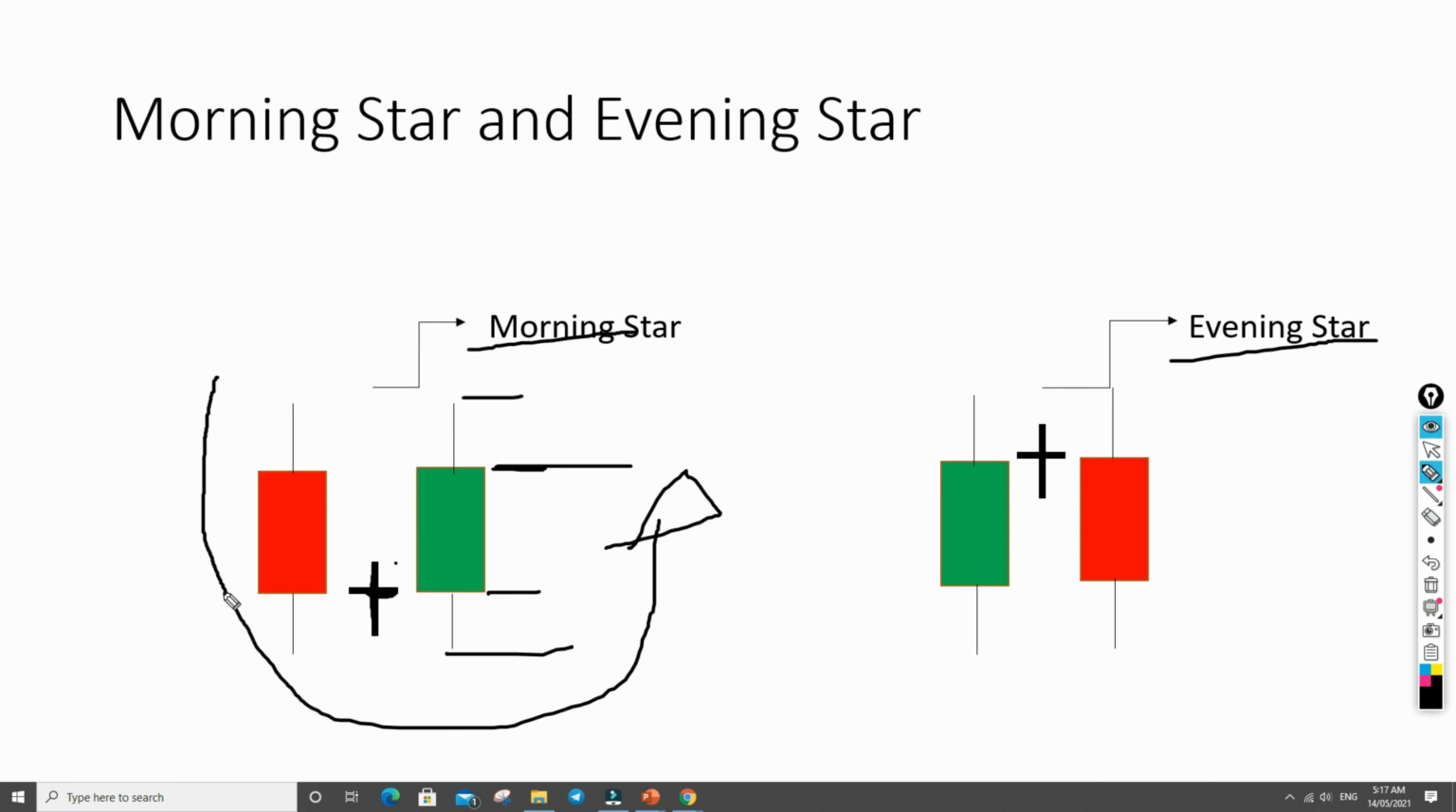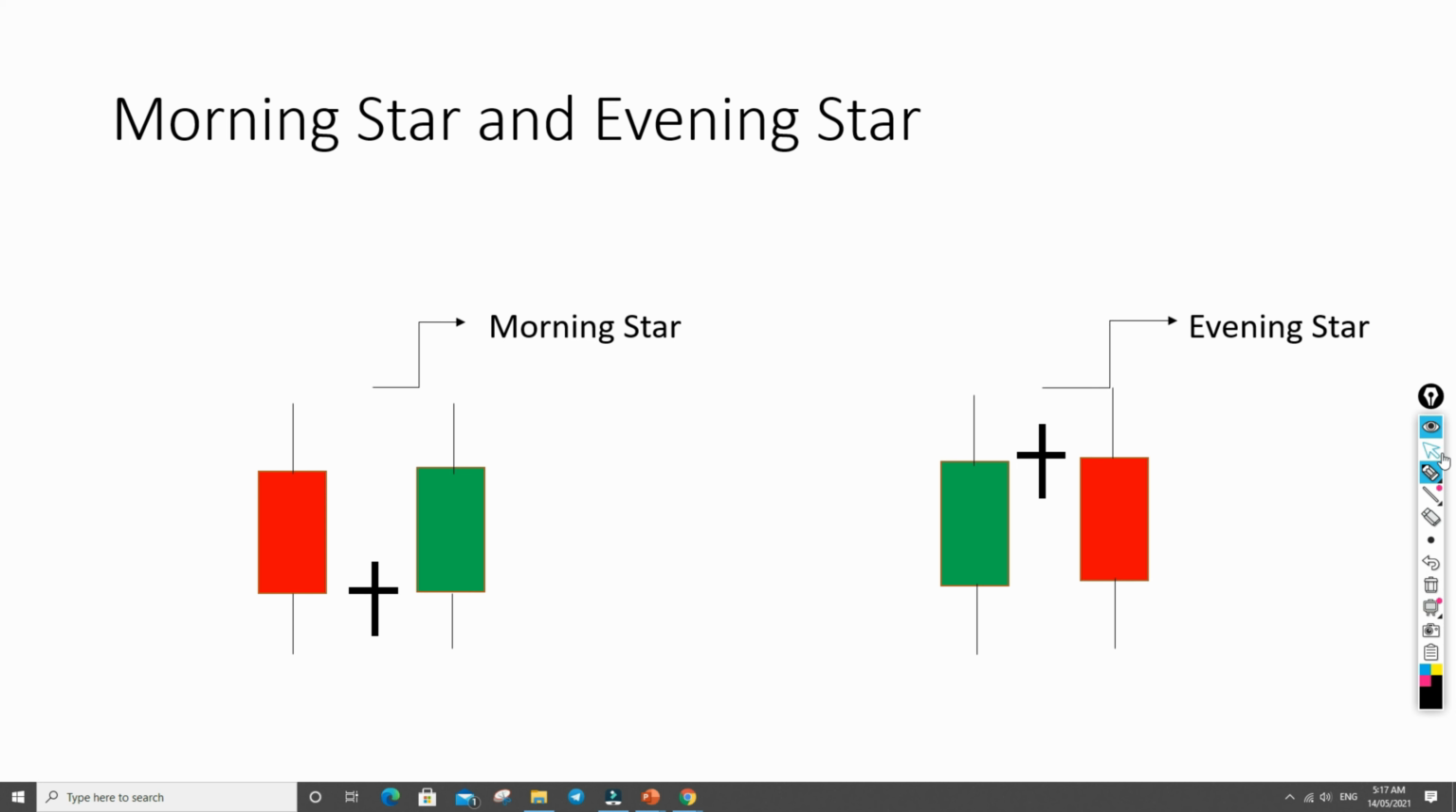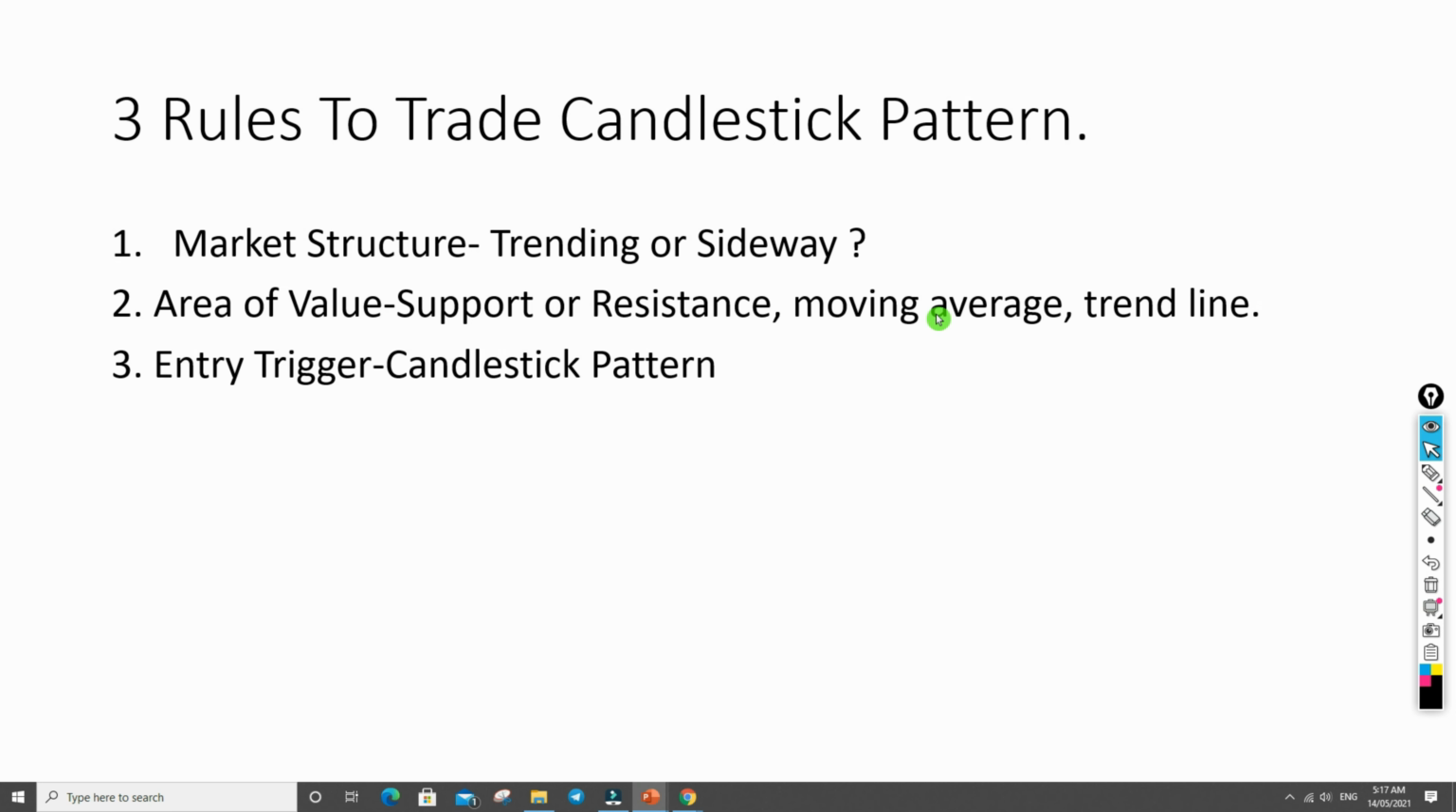This one: first seller, then indecision, and then the buyer. This one: first buyer, then indecision, and then the seller. So this one is the other way around, and in this way we can consider selling. This is the evening star. It's just a name. So let's move on to the next one.